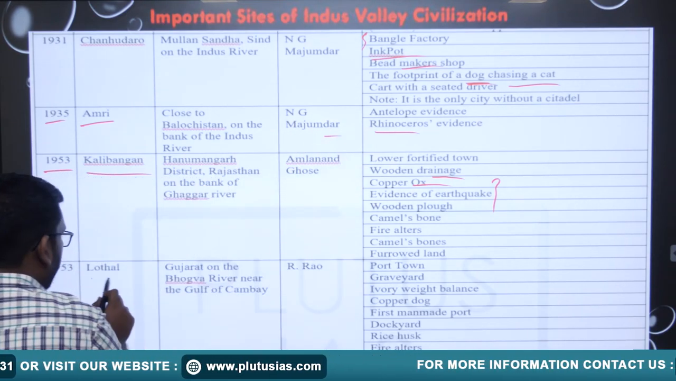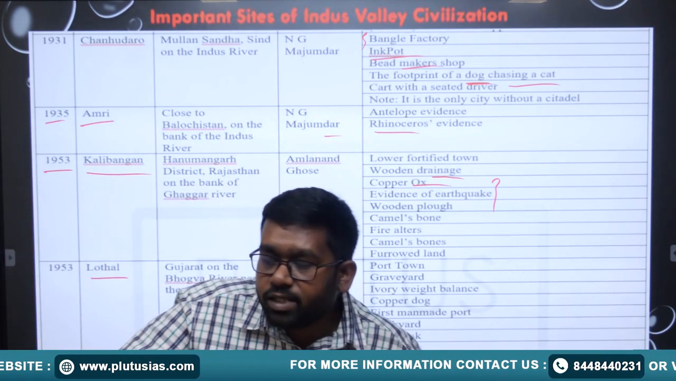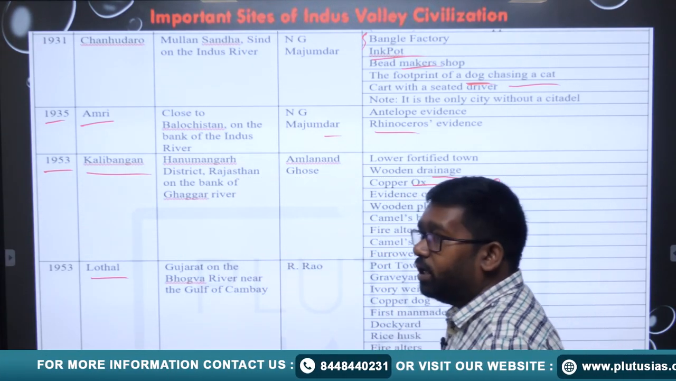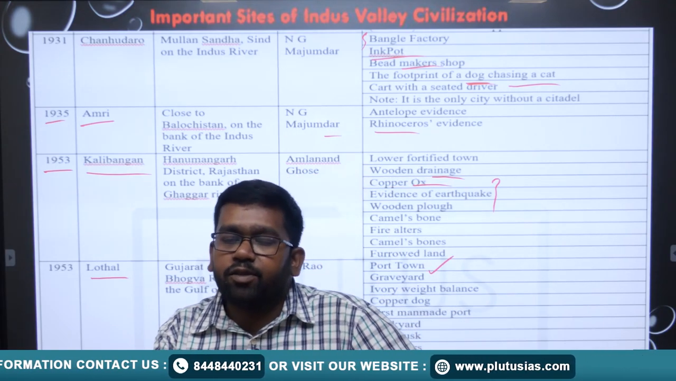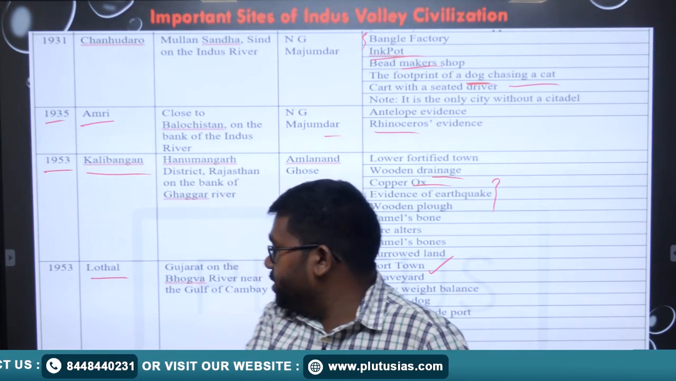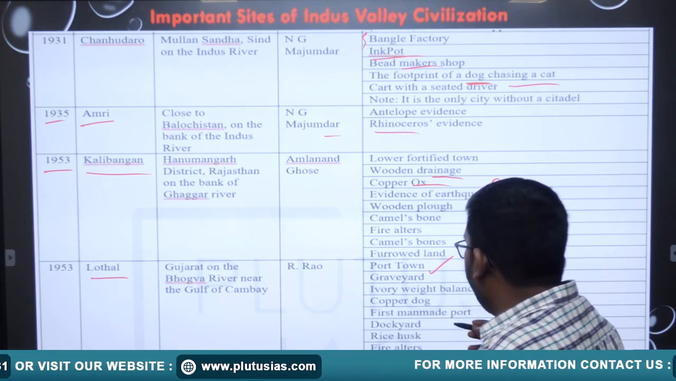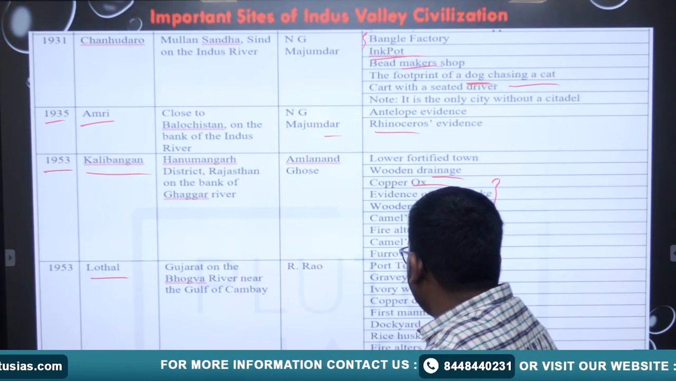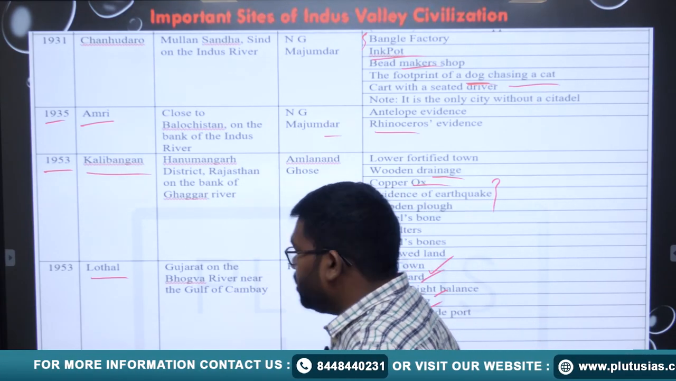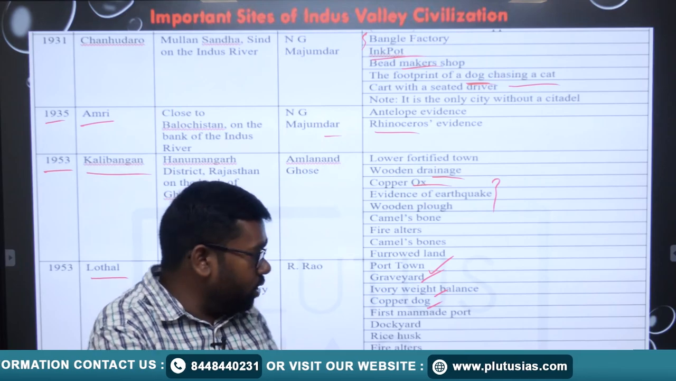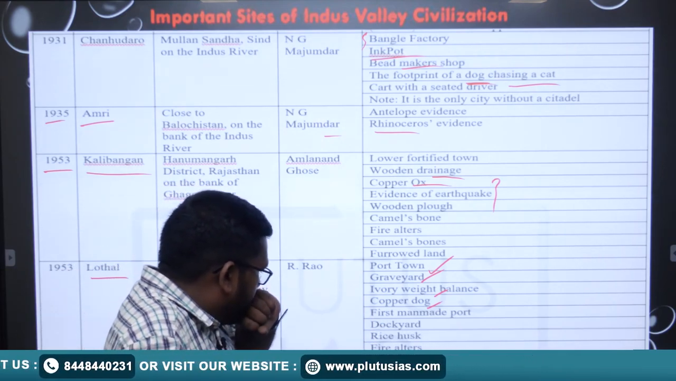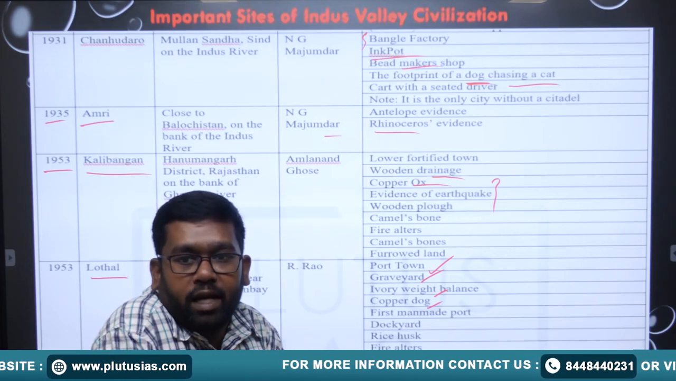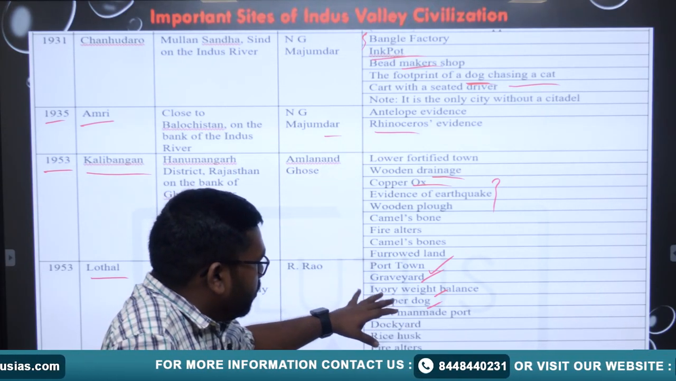Majumdar. If you go to Lothal, which is in the Gujarat state, what do you find here? In Gujarat we have a port town. Lothal is situated in Gujarat and it is very near to the sea area. That is why we say that the port town is there. We have a graveyard, ivory weight, copper dog is available, and then the first man-made port is there. They also had rice evidence from Lothal. We have found rice husk from Rangpur, and then we also found a dockyard in the Lothal site. So this is the main important feature of these sites.